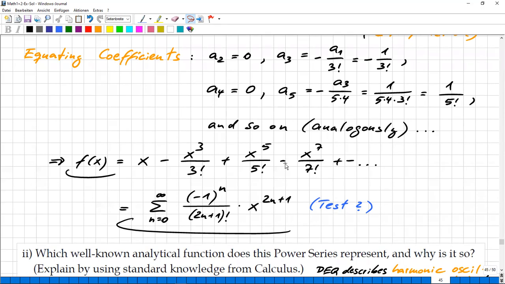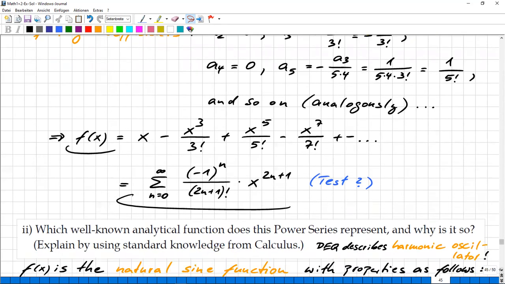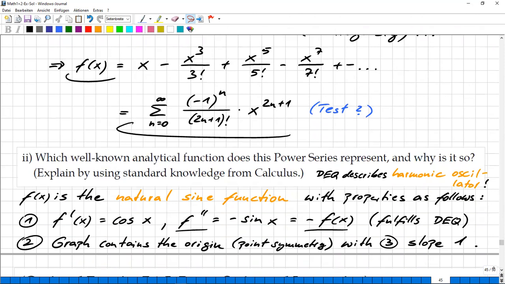So everything's fine. And then just to complete it, the second part asks about what we've already understood: which well-known analytical function does this power series represent, and why is it so? We've talked about the harmonic oscillator and things like that. You also know that the second derivative of sine is negative sine of x, so that's quite nice. You are asked to explain this by using standard knowledge from calculus, and this is what we've done.